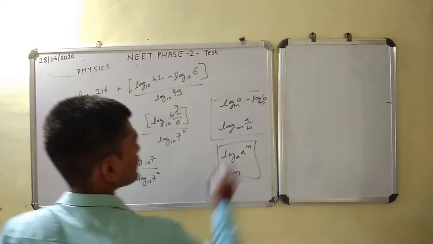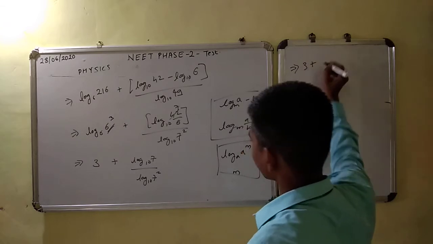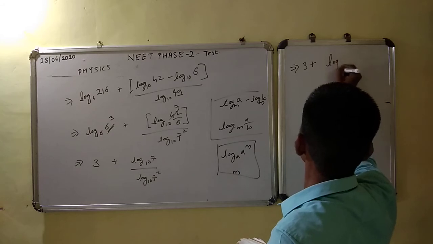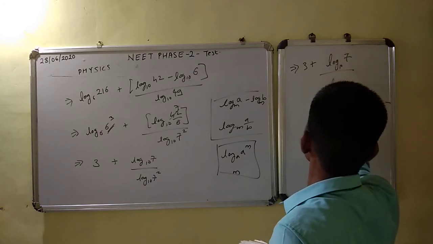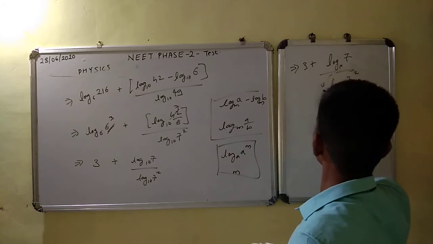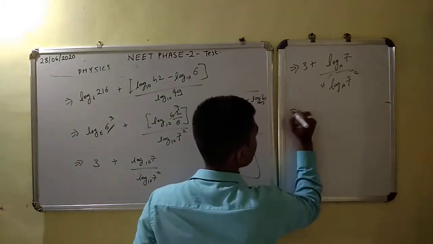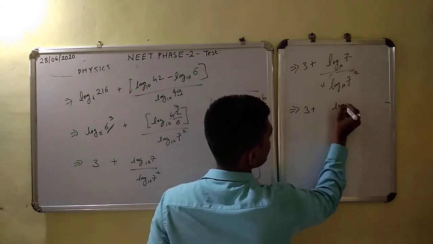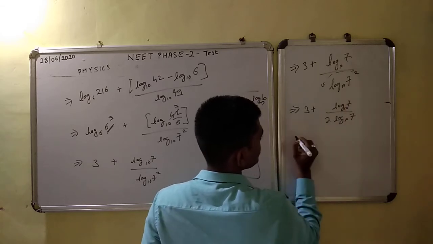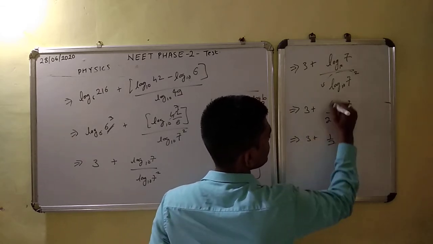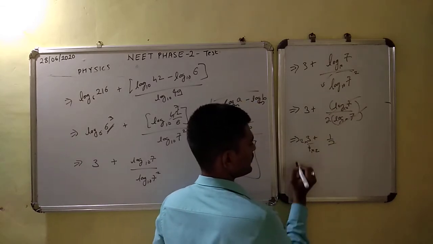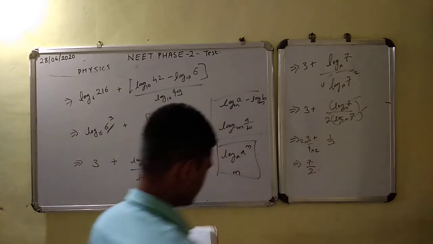Now how could this be solved? This could be solved separately as 3 plus log to the base 10 of 7. Now by using this formula again, the 2 can be written here. So we have 3 plus log 7 upon 2 log to the base 7. Now these both are the same terms, so they get cancelled, and we have 3 plus 1 upon 2. We take the common denominator: 6 plus 1, that is 7 upon 2. Question number 23.